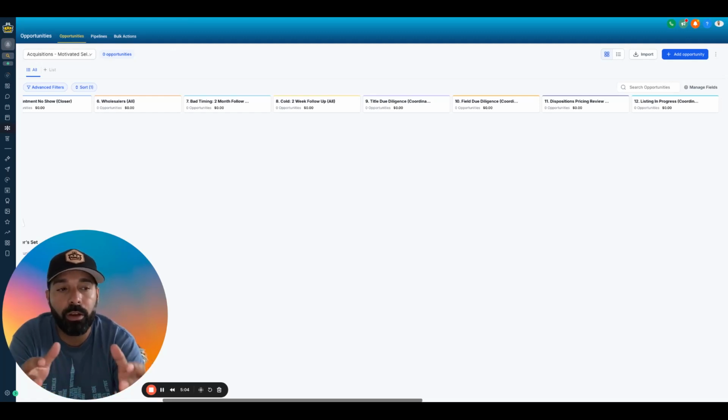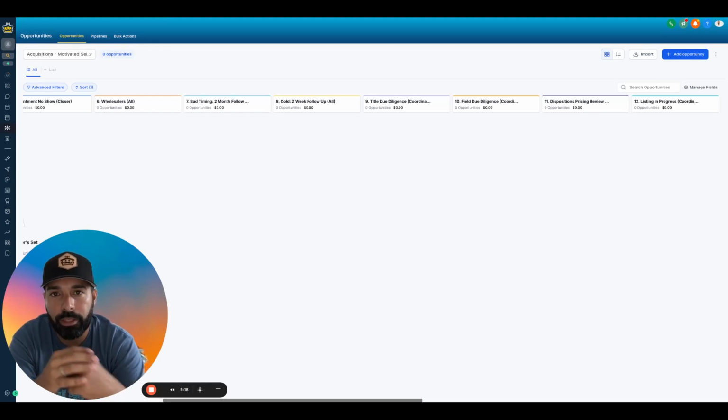In title due diligence, what we found is we don't want to waste our time with contracts that are probably never going to clear with title, or start spending money on contracts that are yet to get a title commitment. So we want to wait for that title commitment, get the loan payoffs, and make sure that this is a closable deal. That's why we have title due diligence.